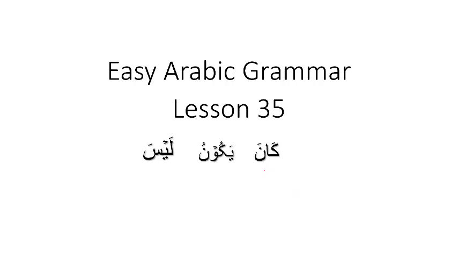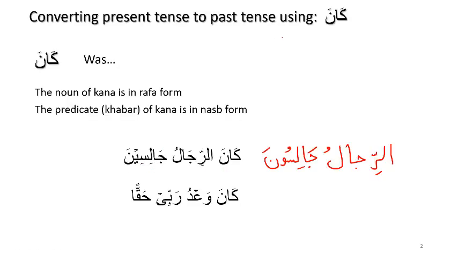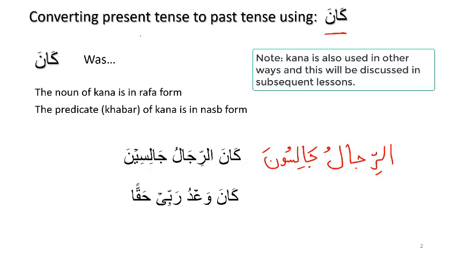In this lesson, we will talk about the use of kana, yakunu, and laisa. Kana is used to convert a present tense sentence to the past tense. In simple terms, we can say that kana means was.